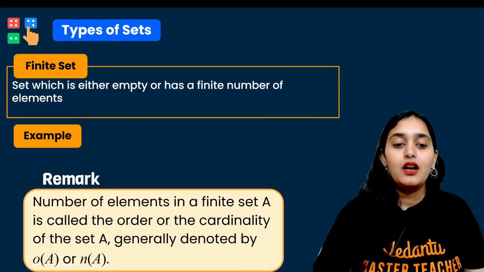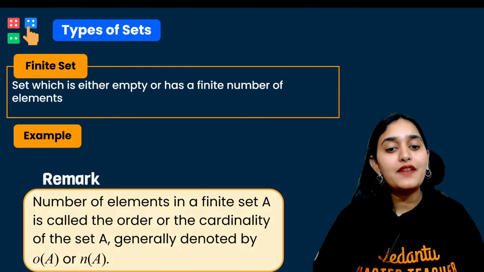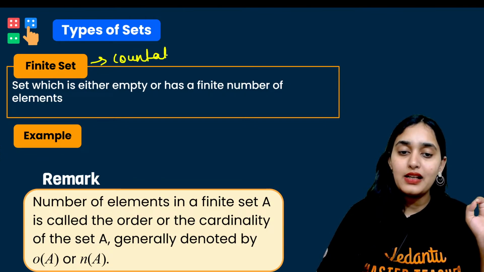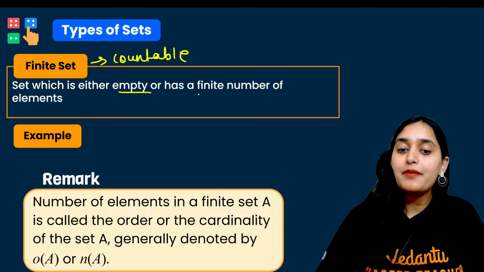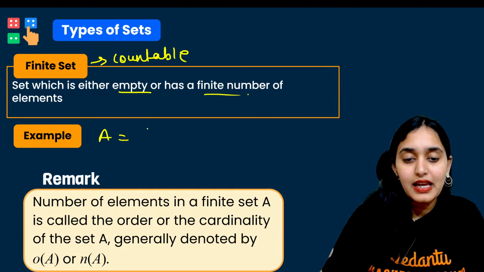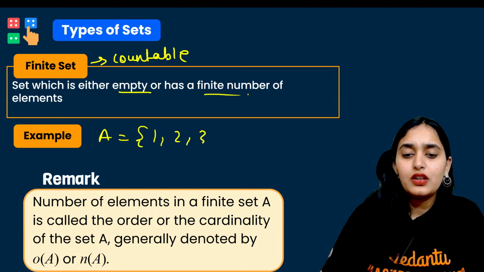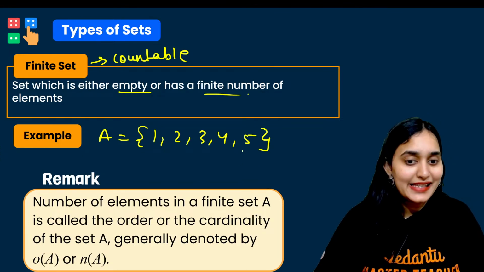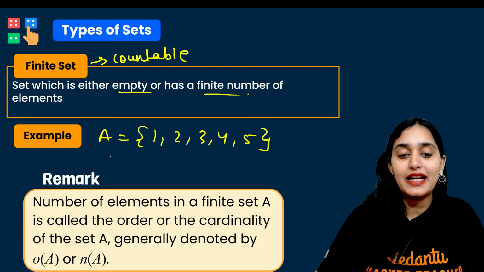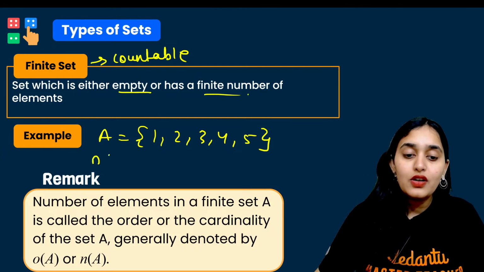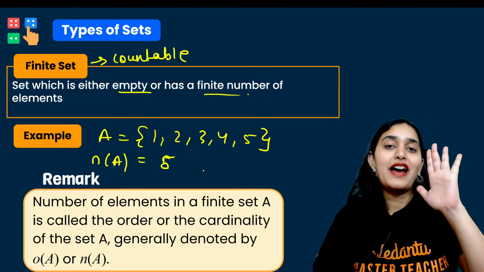Next, finite set. Again, from the name itself, finite means countable. So a set which is either empty or has a finite number of elements is called a finite set. For example, set A has 5 elements, 1, 2, 3, 4, 5. So this is a finite set. Now, remember, every finite set will have a cardinality. Cardinality basically denotes how many elements are there. So cardinality of set A will be 5 because it has 5 elements.